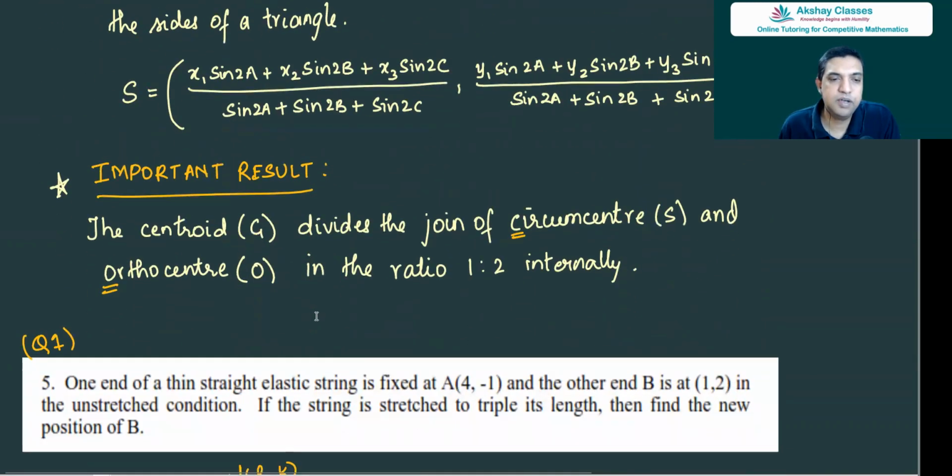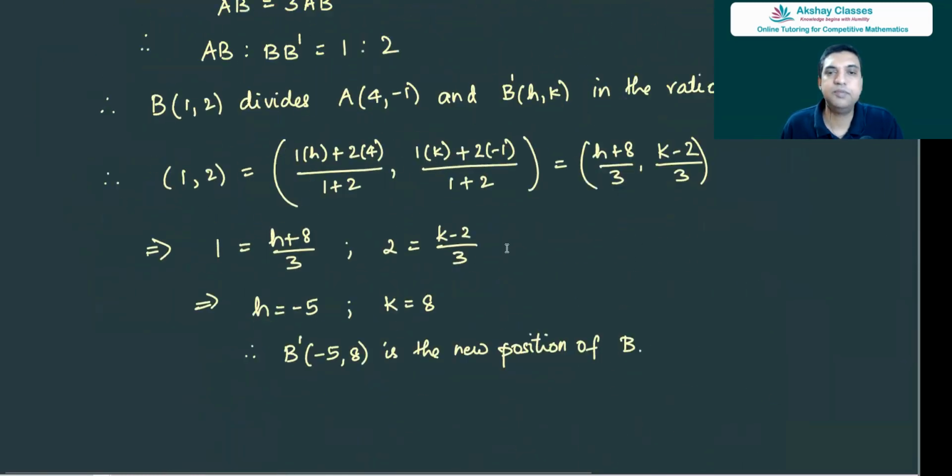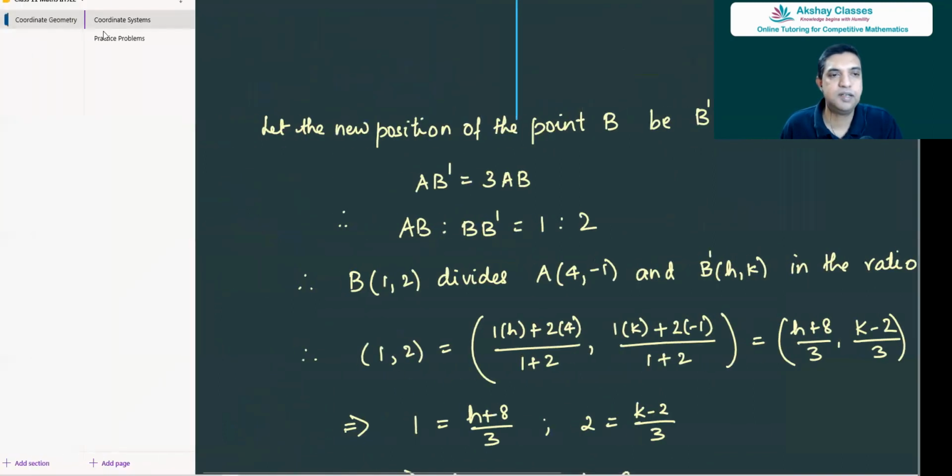Now, very, very important. The centroid divides the join of circumcenter and orthocenter in the ratio 1:2. Circumcenter, C comes before O. So 1 comes before 2. So circumcenter to orthocenter ratio is 1:2. And it's an internal division. Centroid divides it internally. And we did one problem. Now we will do further problems.